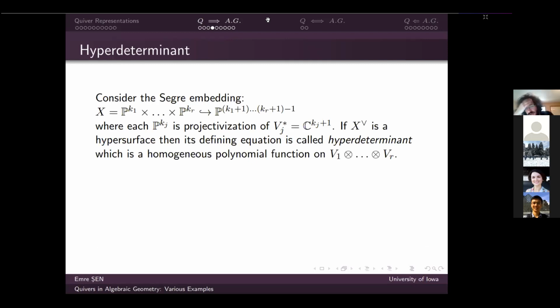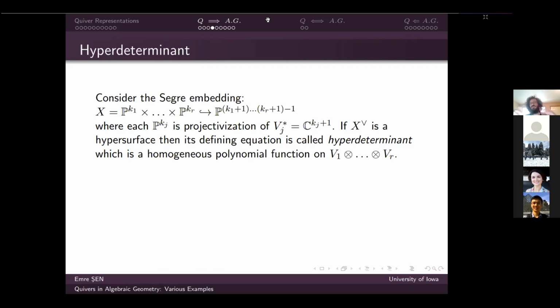Here I skipped the definition, but basically what you do is consider all products, right? All possible products of the variables, your coordinate functions. And each projective space here is simply the projectivization of C, right? Then the dual variety in this case is a hypersurface, if it is a hypersurface. And in general, it is a hypersurface. This is the nice part. Then its defining equation is called the hyperdeterminant.